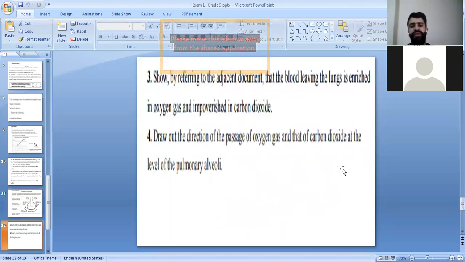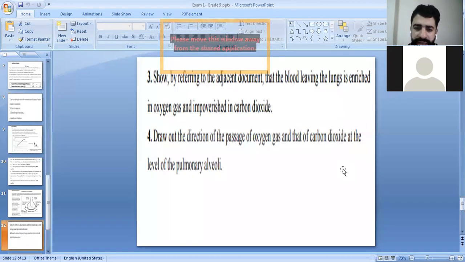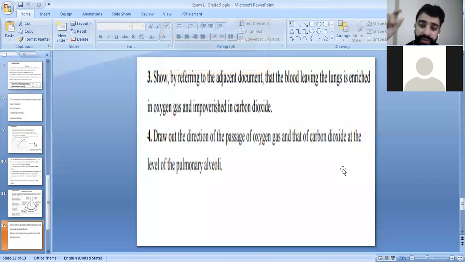Then the direction of the passage of oxygen gas and carbon dioxide at the level of the pulmonary alveoli. This one we already studied in class. You have to say the direction of the passage of oxygen gas and that of carbon dioxide at the level of the pulmonary alveoli. If you remember, this is the paragraph we wrote in class. So the oxygen gas passes from where to where? From the alveolar air, medium rich, to the blood, which is medium poor, and carbon dioxide moves from the blood, which is medium rich, to the alveolar air, which is poor in CO2.